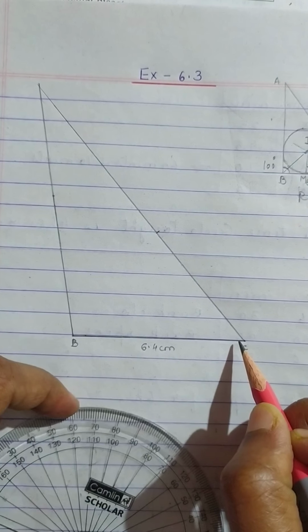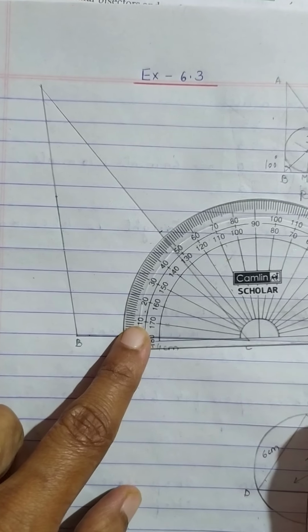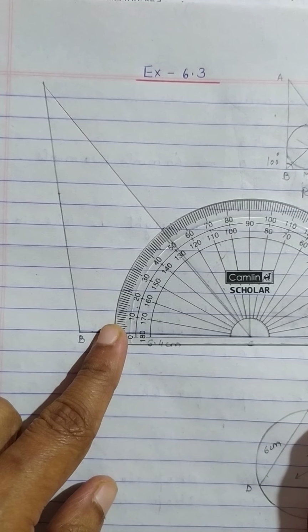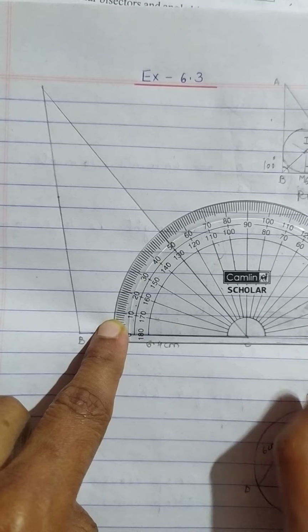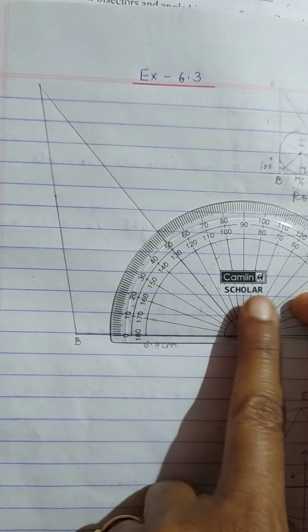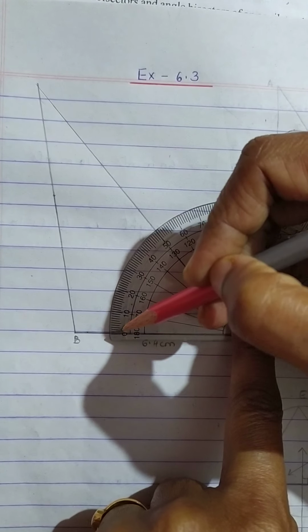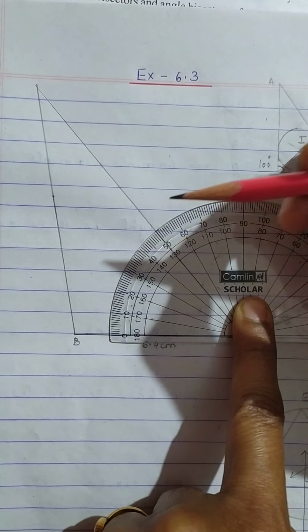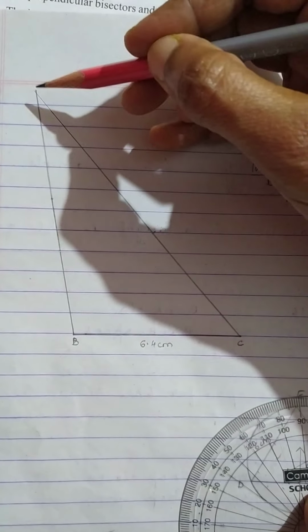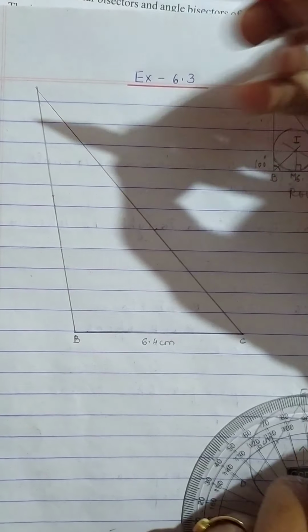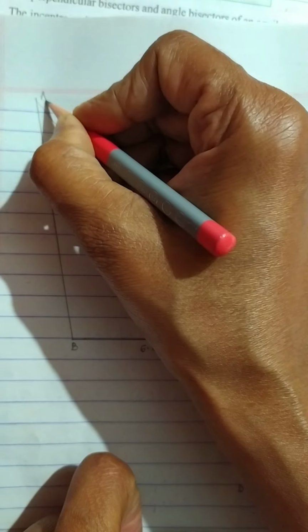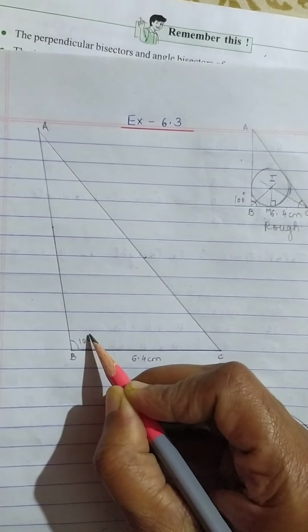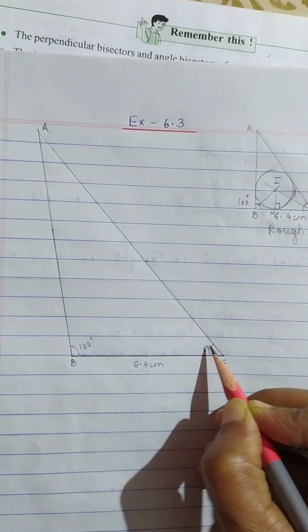Next here angle C is supposed to be 50 degrees. So keep your protractor here at this point. Okay, and from where you must start? 0 is here. So from here 0, 10, 20, 30, 40, 50. So this is your 50. Using a scale, extend this. Extend both the lines where it meets. That point is going to be your A. Okay. So this angle is 100 degrees and this angle is 50 degrees.